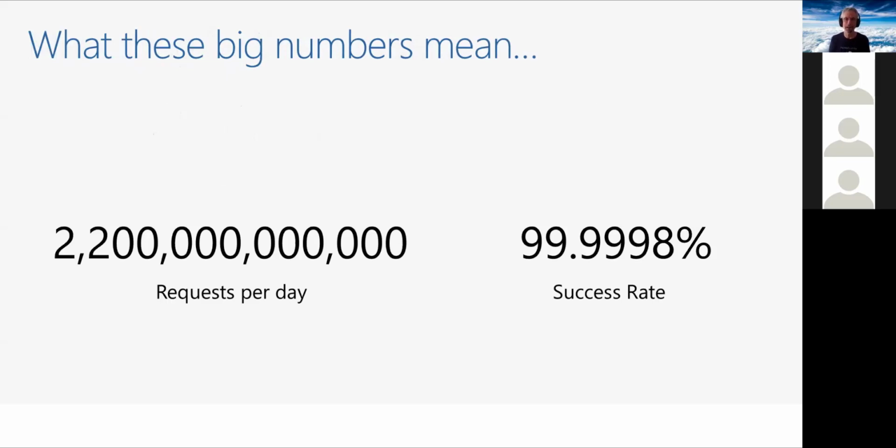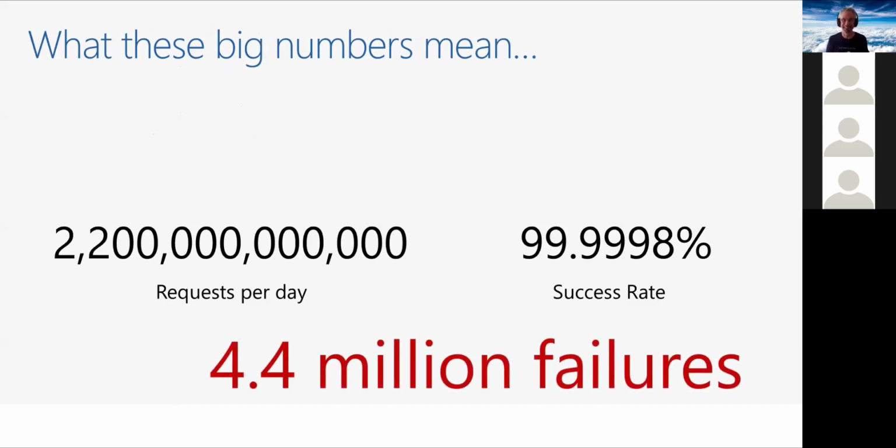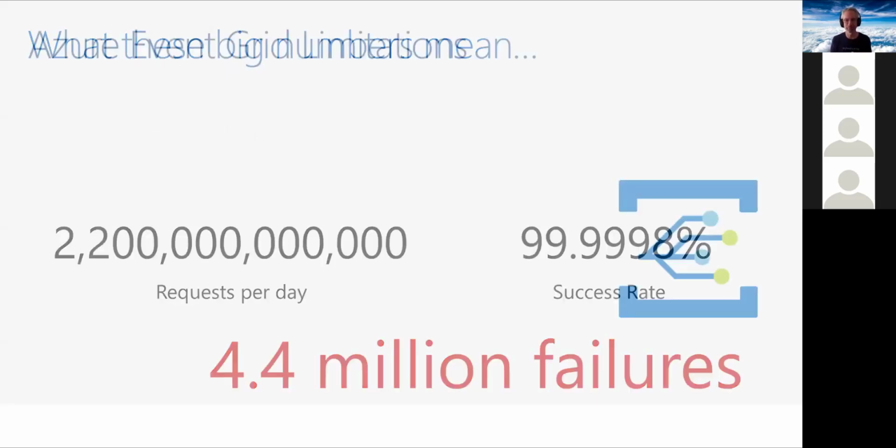But the problem is when you have numbers that big, what does 6 nines really mean? And that's what it means. Even so, that's 4.4 million failures that they get. The reason I point that out is as resilient as Event Grid is, you still need to design your applications to be able to handle those occasional failures.